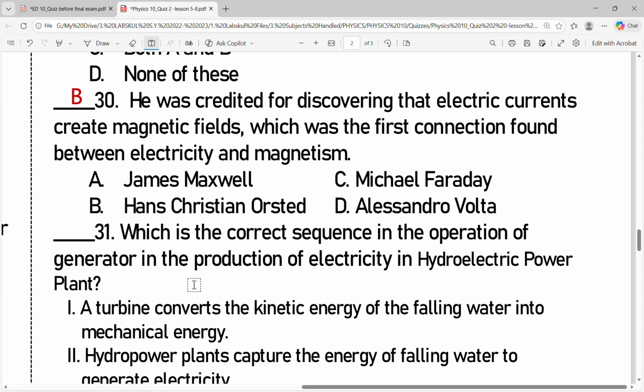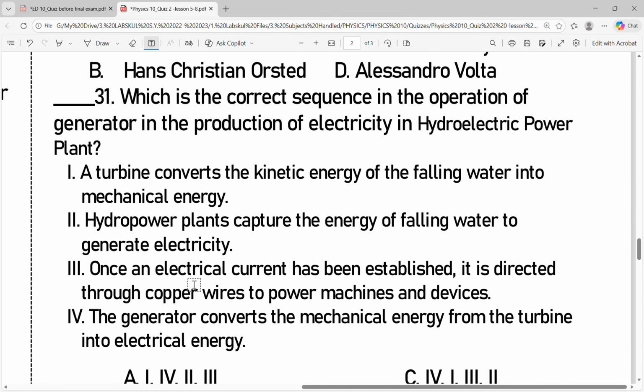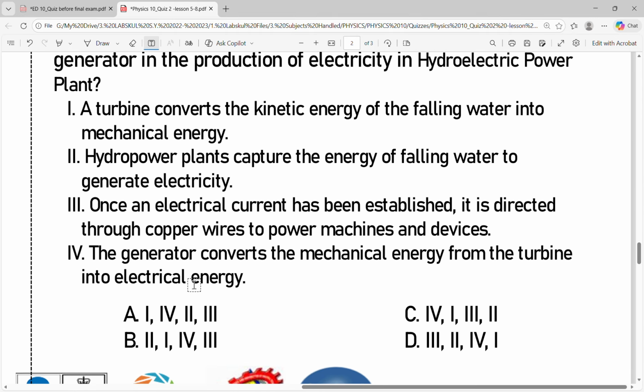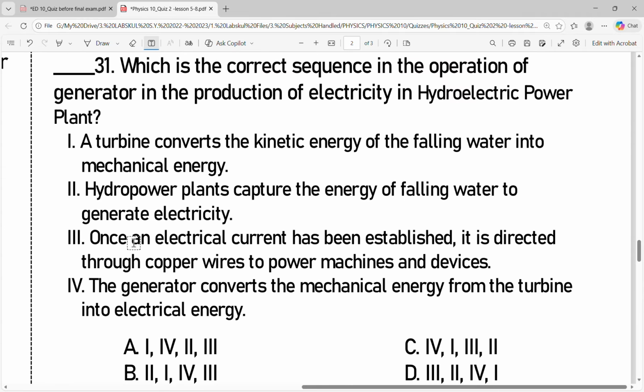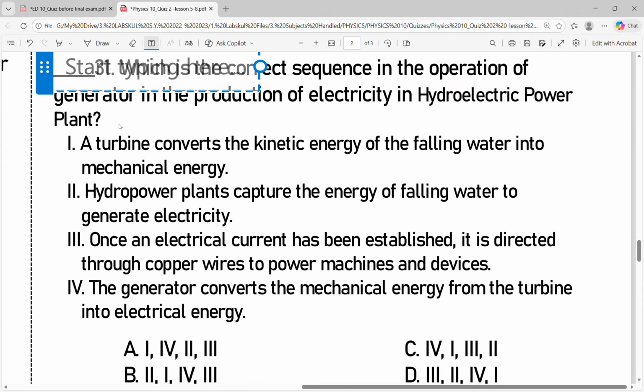Next, number 31. Which is the correct sequence in the operation of generator in the production of electricity in hydroelectric power plant? So let's see. The correct answer here is letter B. Bravo. It begins with hydropower plants capturing the energy of falling water to generate electricity. So gina-capture inaanay ang energy from falling water usually in a reservoir.